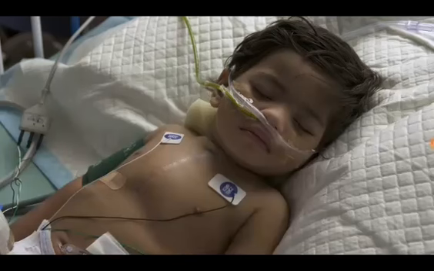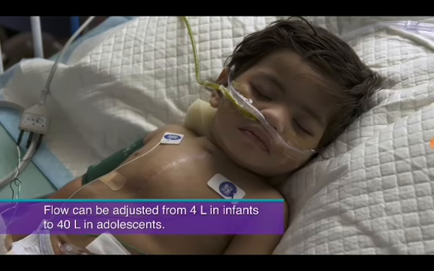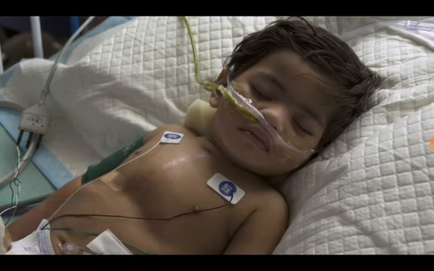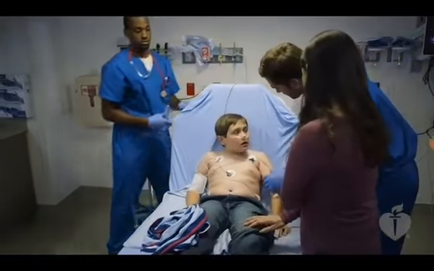Another high-flow system you'll encounter is the high-flow nasal cannula. These have become very common in the inpatient and ICU settings. Now, the flow can be adjusted from 4 liters in infants up to 40 liters or more in adolescents. You can also titrate the flow to provide additional inspiratory and expiratory pressure. This may improve the patient's work of breathing. High-flow nasal cannula systems deliver a combination of both room air and oxygen. They allow healthcare providers the flexibility to also titrate oxygen concentration based on the patient's needs and saturations.